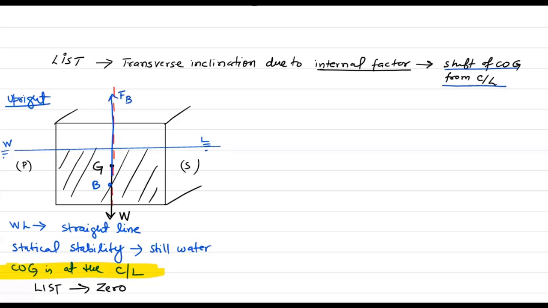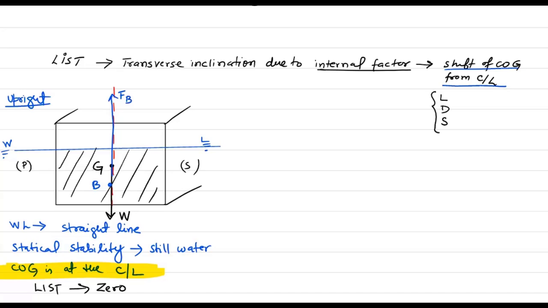So what have we done with this internal factor? The center of gravity is shifted, and it could be because of loading, because of discharging, or because of shifting. Whatever, maybe bunker, maybe cargo, maybe ballast, whatever weight. Three operations: loading, discharging, and shifting. So we will study the simple form.